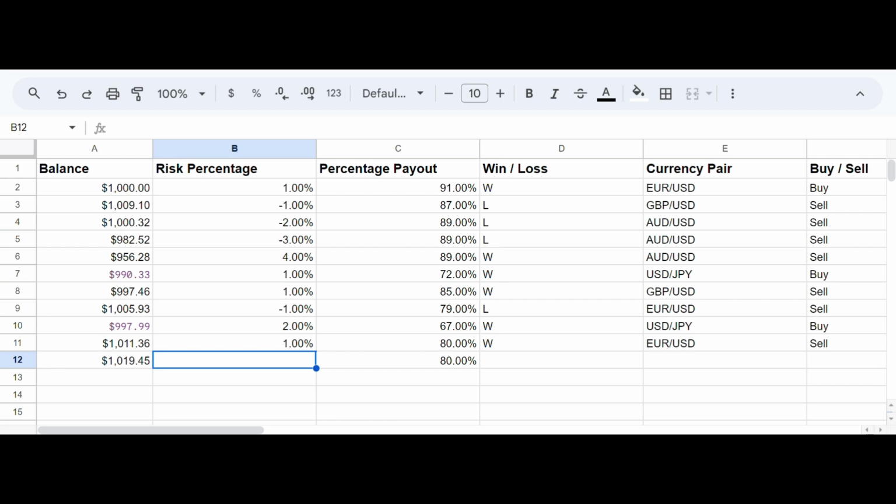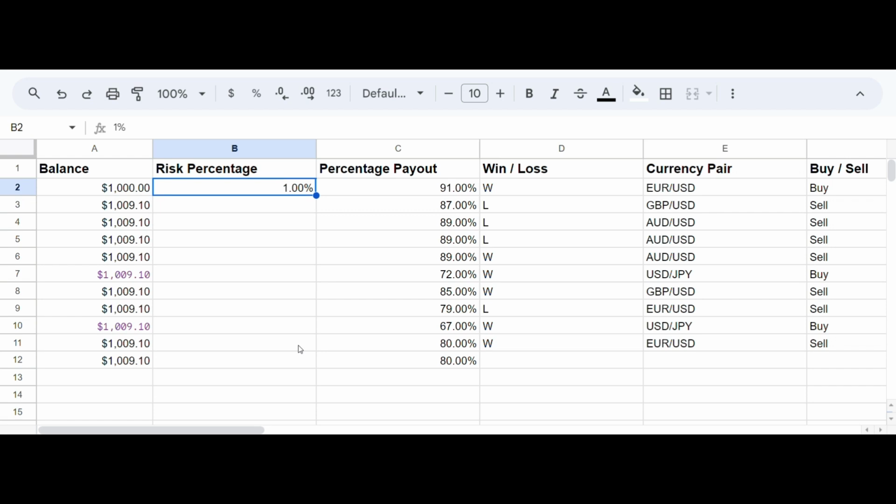All right. So what we're going to do is run through a scenario, and with my strategy here, we're going to do two different scenarios. The first one is trader A, where they risk 1% for every trade. And then trader B is going to use the scale.